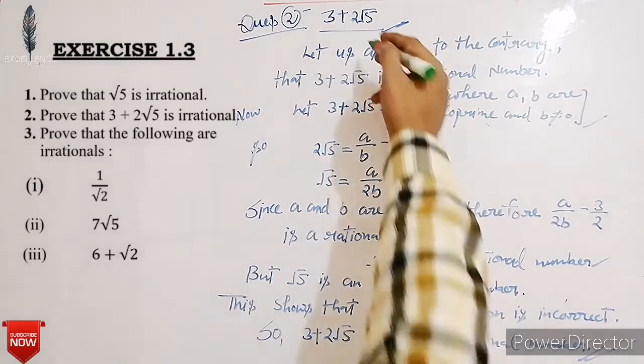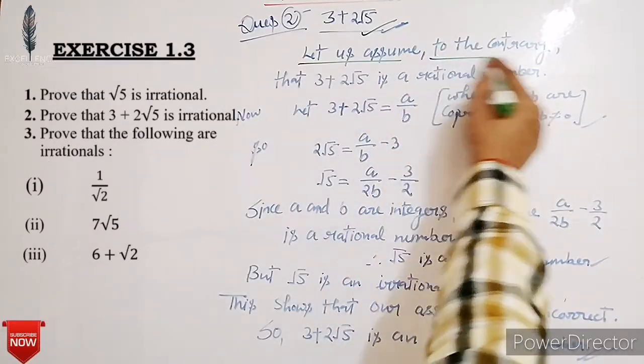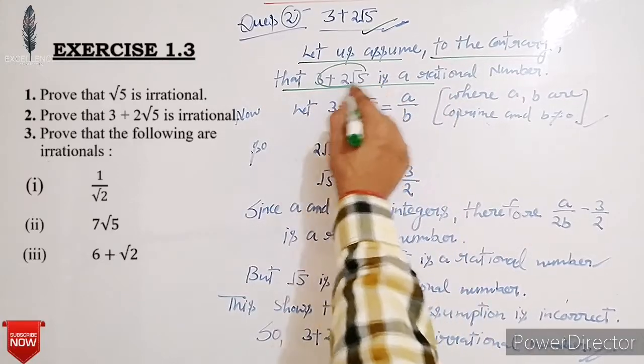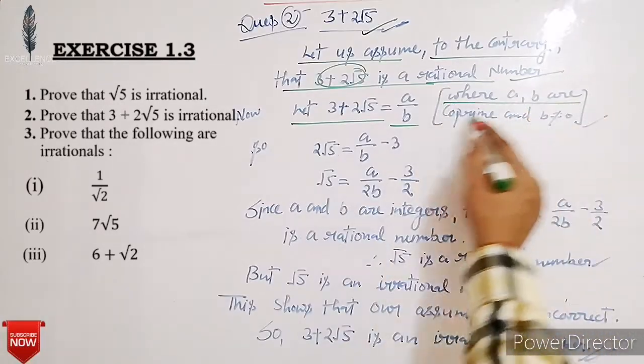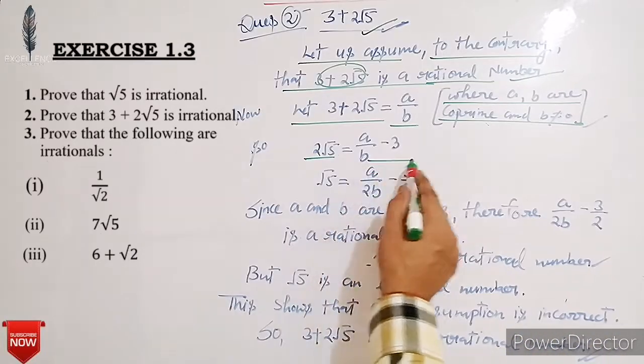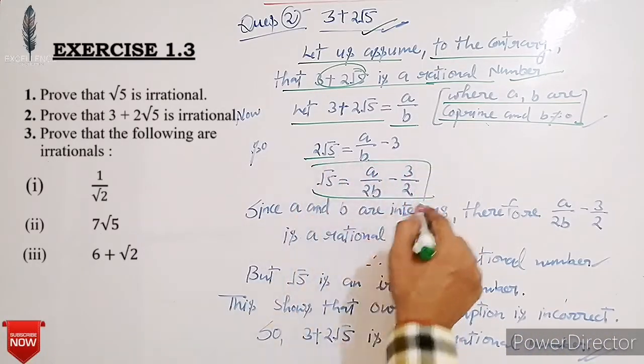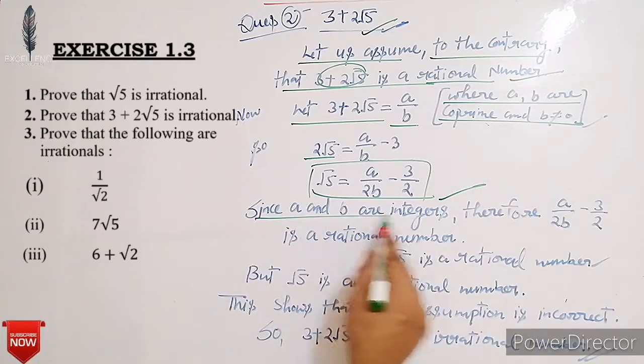Let's see again. We have to prove that 3 plus 2√5 is irrational. Let us assume to the contrary that 3 plus 2√5 is a rational number. Here let 3 plus 2√5 equal a/b. Here we get √5 equals a/(2b) minus 3/2.